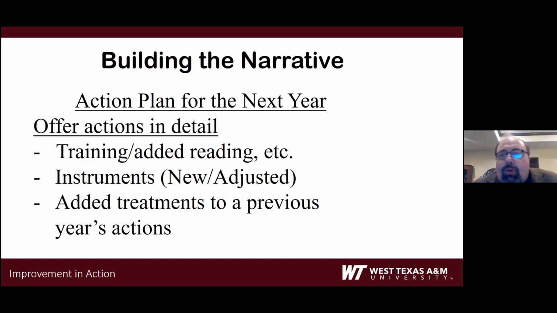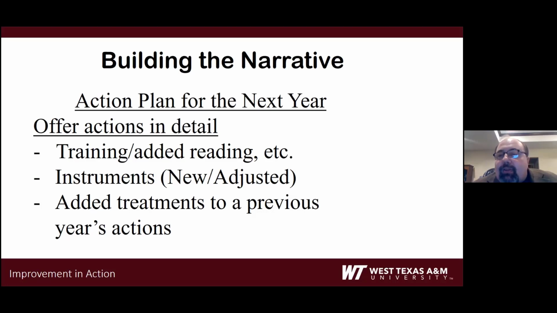This is one less thing you've got to worry about. The more you get done early, and you move into the fall, you're taking your action plan that you set up based on the last year's improvement narrative. You're going to use that action plan to build and pick up the data for the coming year, offering actions and details.